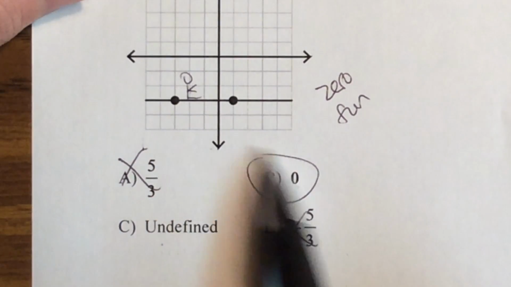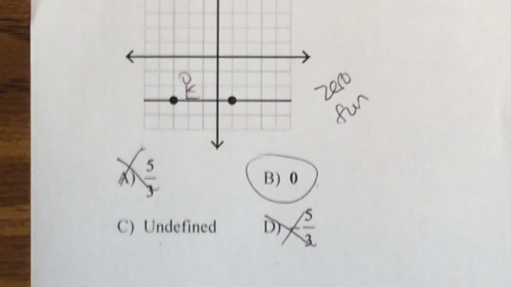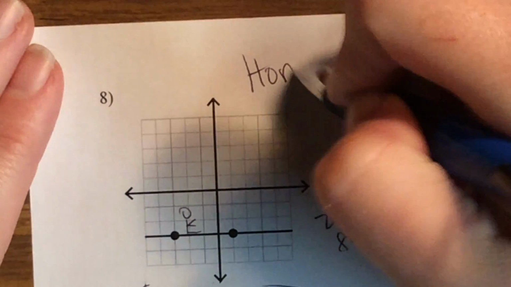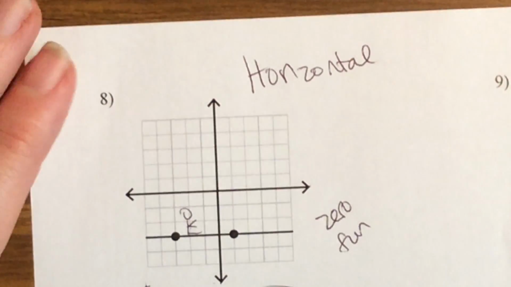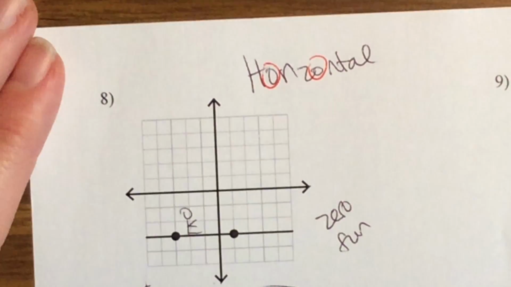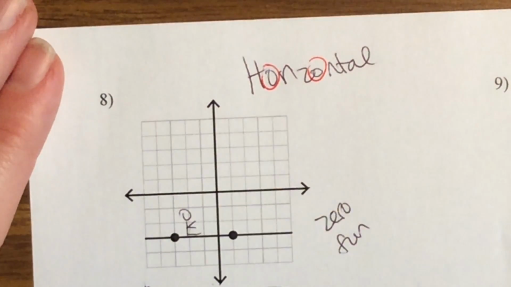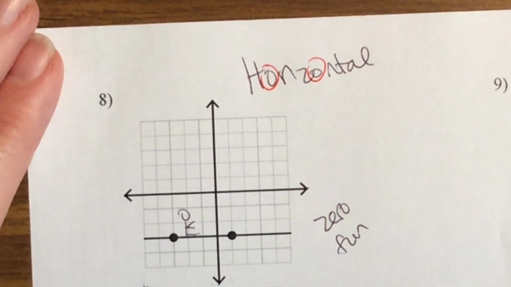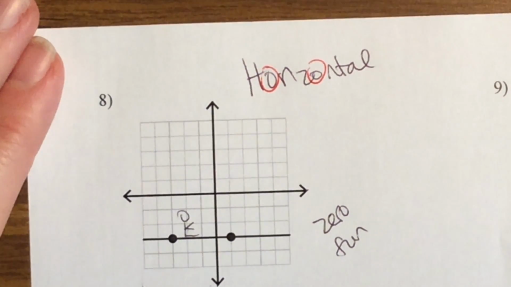is undefined. Horizontal, 0. Also, if you want to think about it, horizontal has an O in it. In fact, it has two O's in it, where vertical does not have any O's in it. So zeros, O's, that can be another way to memorize it. But it really is a memory thing.